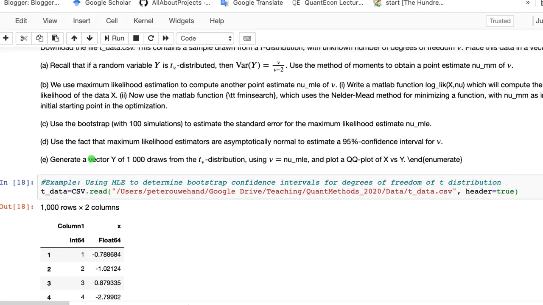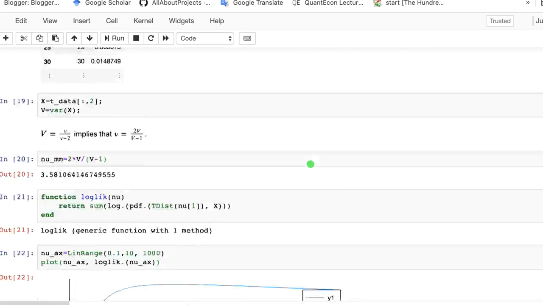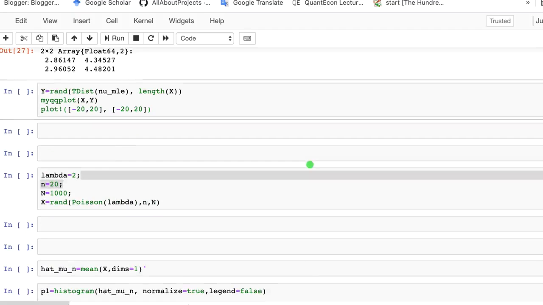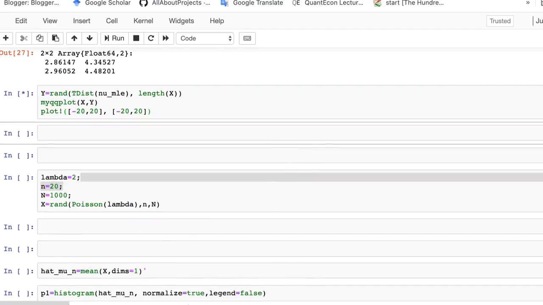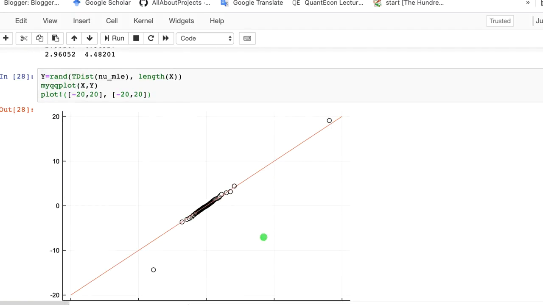Finally, generate a vector y of 1000 draws from the t-nu distribution using nu equal to nu MLE, in other words our maximum likelihood estimate 3.72, and plot a QQ plot of x versus y. This is to test if our data does indeed come from a t distribution with nu MLE as parameter. If it does, it should lie along the line y equals x. And as you can see, it does.